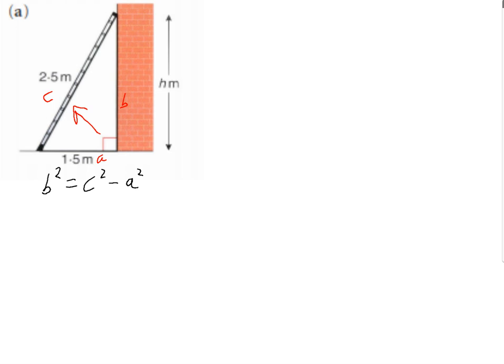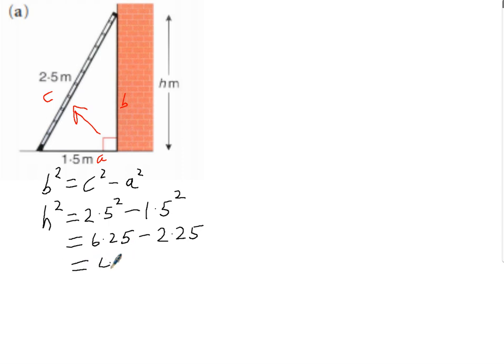And then we can substitute in the values that we have. So B on our triangle is the height h, so I'll just write h squared. C is 2.5 meters, so that's 2.5 squared, and A is 1.5, so that is 1.5 squared. We work these values out. 2.5 squared is 6.25, 1.5 squared is 2.25, subtract the two, gives us 4. Remember, that is h squared that we've worked out.